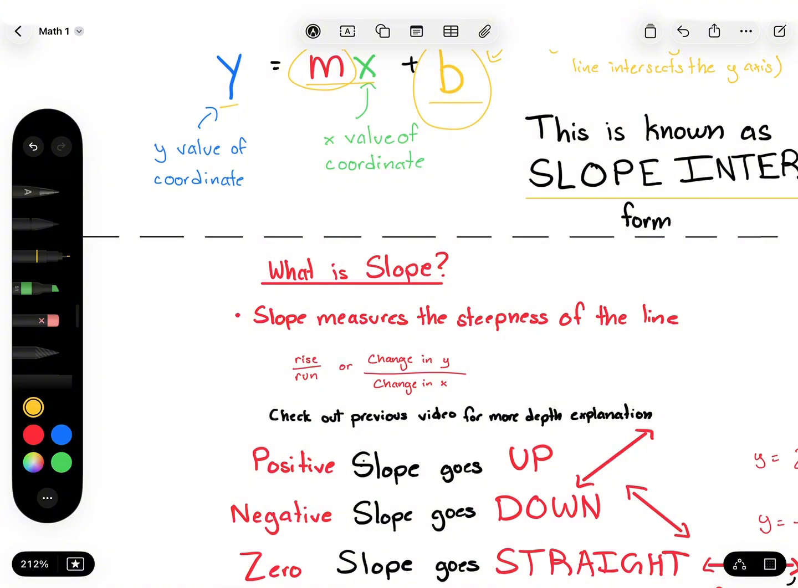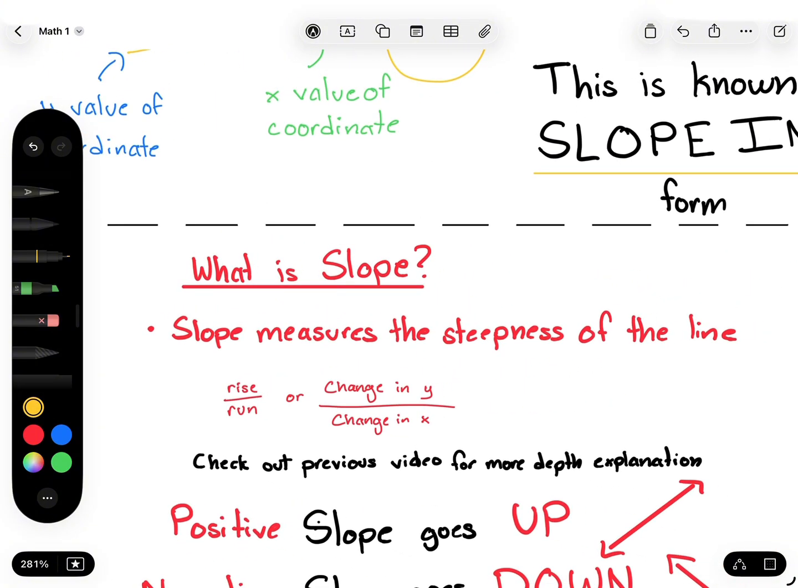Now, what is slope? If you don't understand slope, I strongly suggest checking out my previous video where I talk about slope. It's the rise over run, it's the change in y over change in x. Slope measures the steepness of a line. Again, check out the previous video if you need a more in-depth explanation.